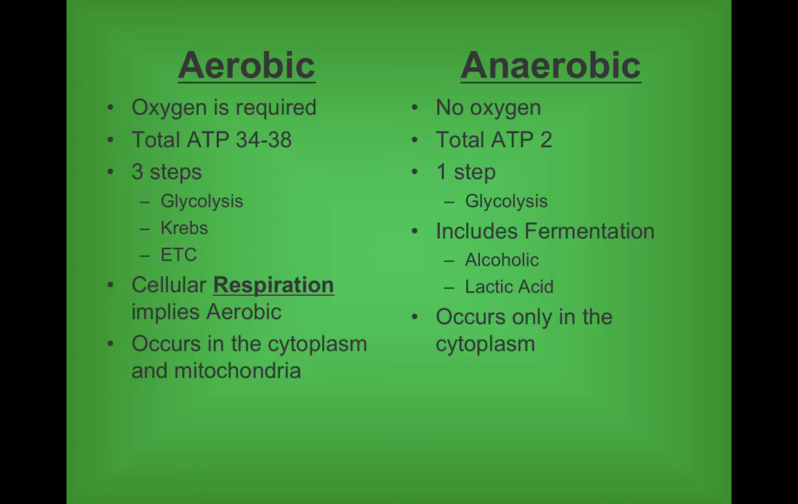Aerobic respiration is going to occur in the cytoplasm and the mitochondria. The cytoplasm would be that glycolysis part. The mitochondria would be the Krebs and the ETC, while the anaerobic only occurs in the cytoplasm. This is also the way that bacteria are able to make their energy. Because if you remember, bacteria don't have a mitochondria. But they do have cytoplasm.